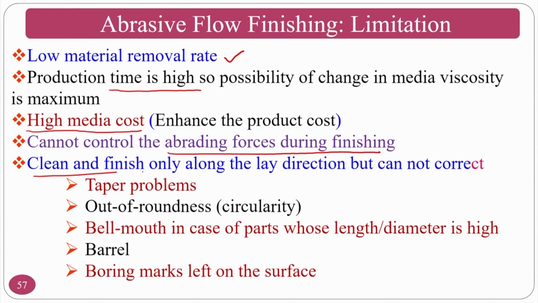It can clean and finish only along the lay direction, but it cannot correct taper problems. If there is an existing taper problem in the workpiece itself, it cannot correct it. Out of roundness, it can correct up to a certain extent, but if it is too much, then it cannot. Bell mouth, barreling and boring marks and other things. Boring marks are the predominant type of marks you get like this. It is very difficult for the abrasive flow finishing process to reach down to the valley level.